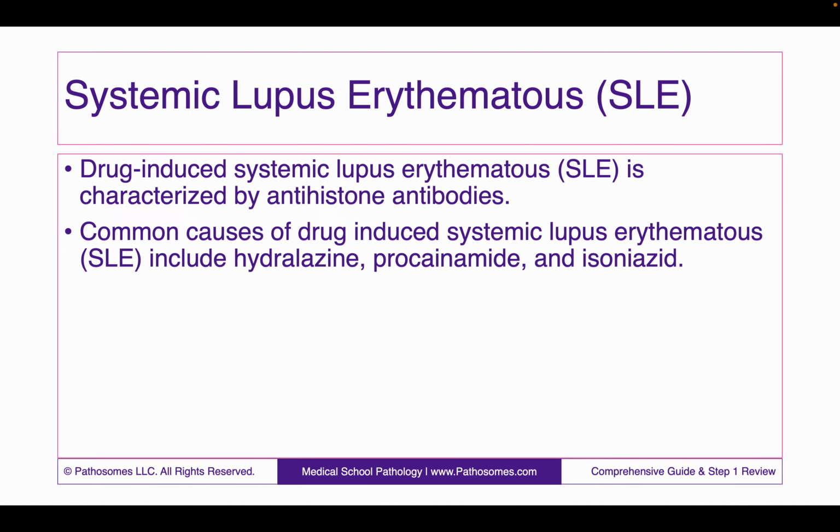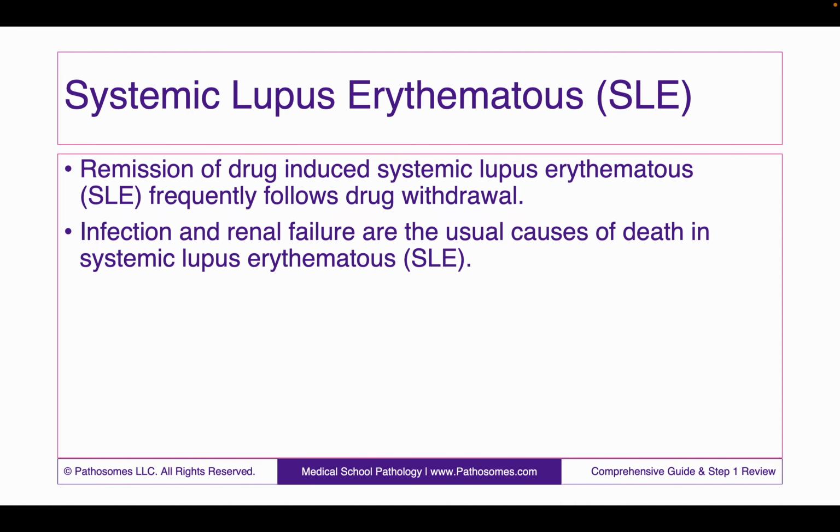Drug-induced systemic lupus erythematosus is characterized by anti-histone antibodies. Common causes of drug-induced systemic lupus erythematosus include hydralazine, procainamide, and isoniazid. Remission of drug-induced systemic lupus erythematosus frequently follows drug withdrawal, okay? Infection and renal failure are the usual causes of death in SLE. Infection and renal failure, right?